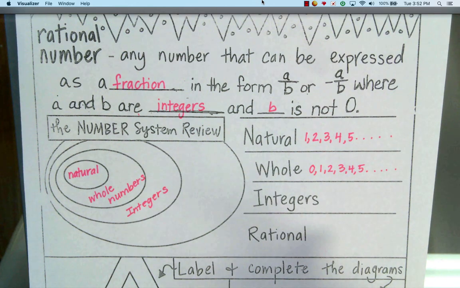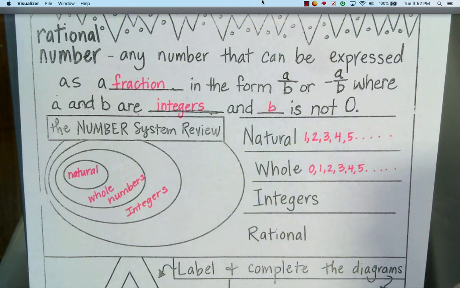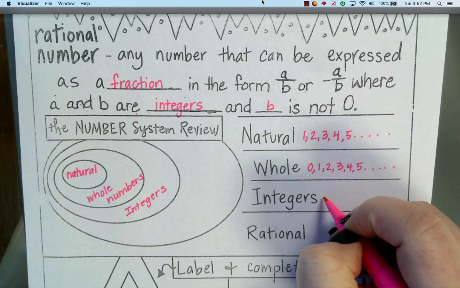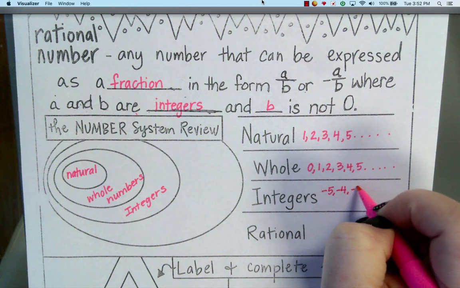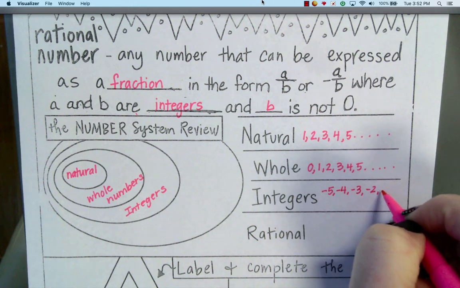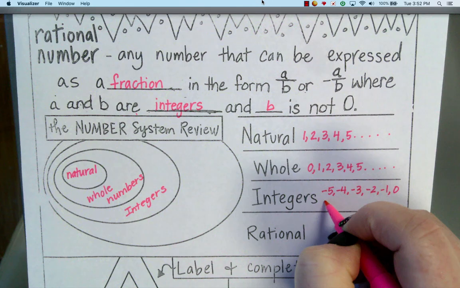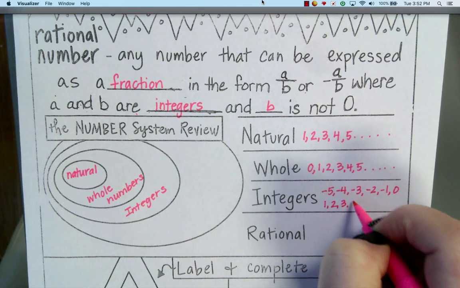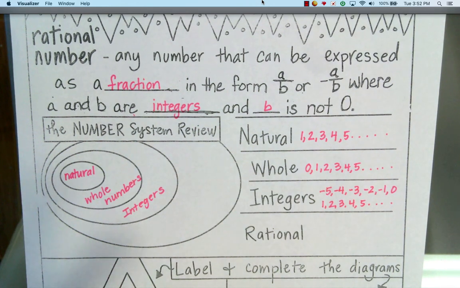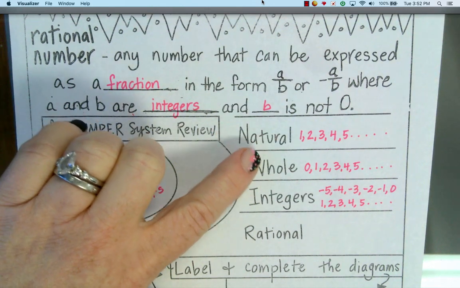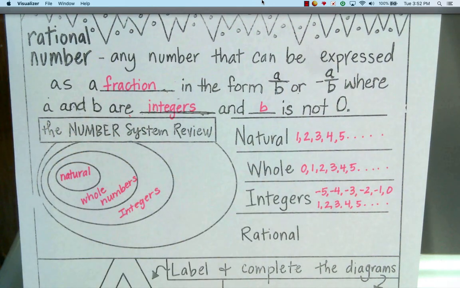Integers also include negative numbers. So let's say -5, -4, -3, -2, -1, 0, +1, 2, 3, 4, 5, and so forth. So note again, integers include positive and negative numbers. It also includes 0, and there's no decimals, and there's no fractions. Please notice that. Natural has no decimals or fractions, neither does whole, neither does integer.